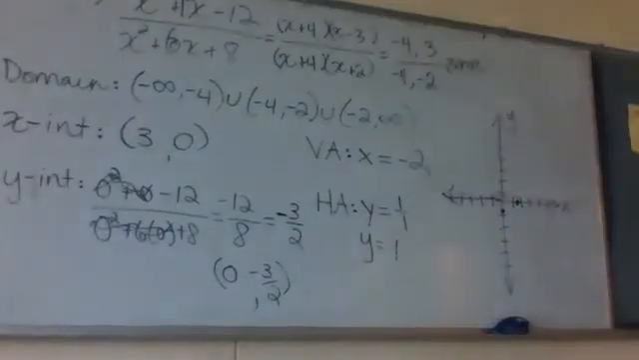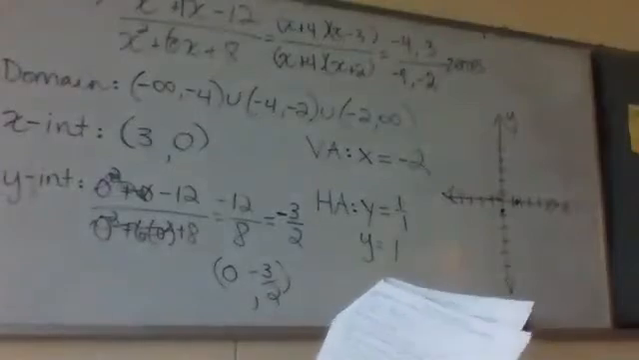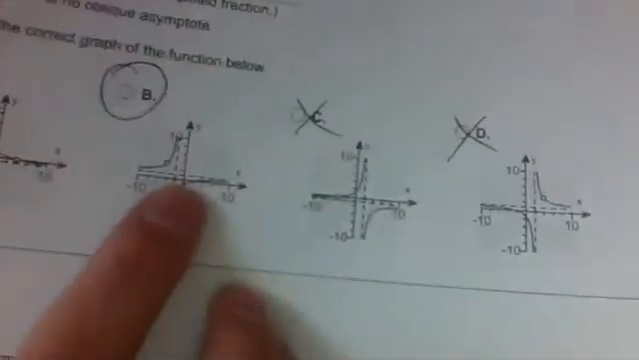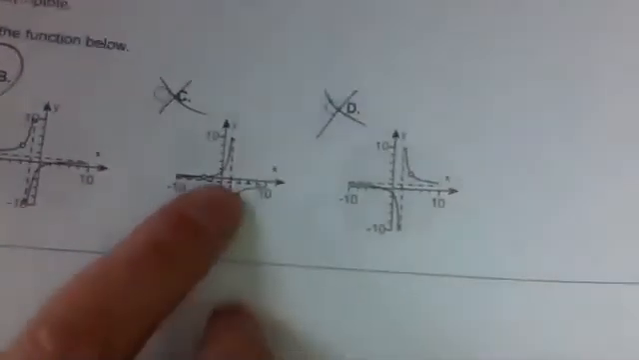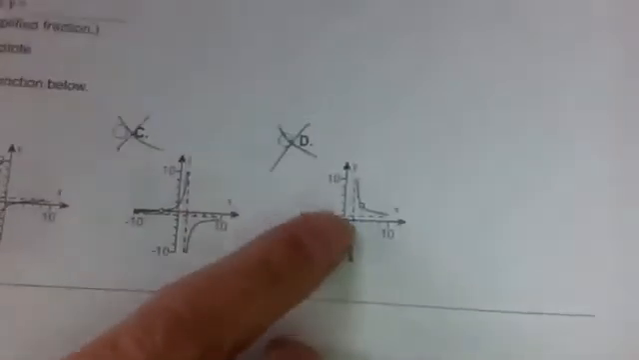Okay, let's talk about our asymptotes first. Where should the vertical asymptote be? It should be at -2, which means A is good, B is good, but look at C. Its vertical asymptote is positive, and so is D's. They're both on the positive side. So it's not C or D.